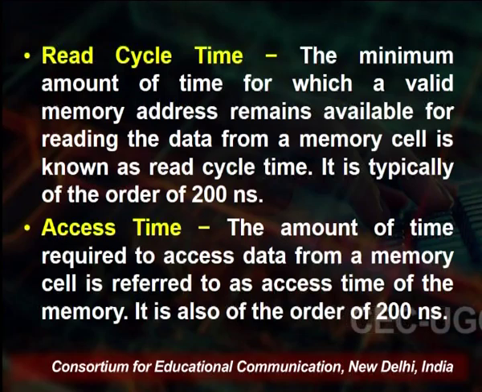Next is the read cycle time. Again it is the same: the minimum amount of time for which a valid memory address remains available for reading the data from the memory is known as the read cycle time, and it is of the order of 200 nanoseconds. Next is the access time. The amount of time required to access the data from a memory cell is referred to as the access time of the memory, and it is of the order of 200 nanoseconds.